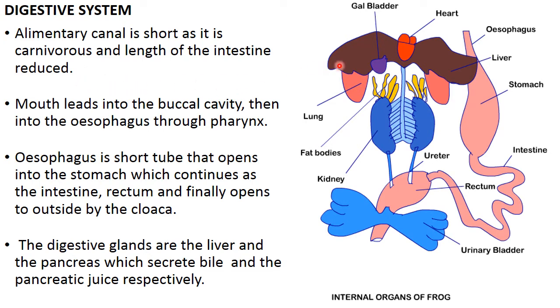So what you see here is the diagram of all the internal organs of the frog. The mouth leads into the buccal cavity, so it has a large buccal cavity, and then it's going to lead into the esophagus. So this is the esophagus through the pharynx. Now the esophagus leads into the stomach, as in us. Then you have the intestine here, then the rectum, and the rectum opens into a sac-like structure that is called the cloaca.